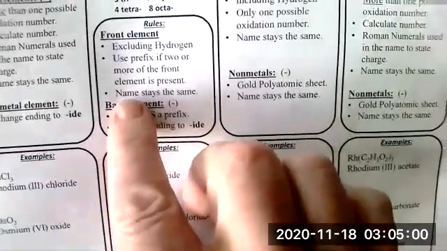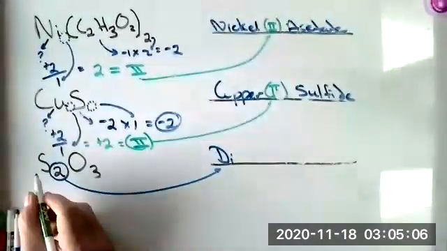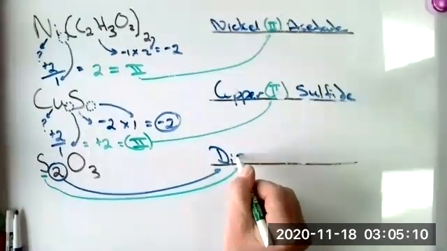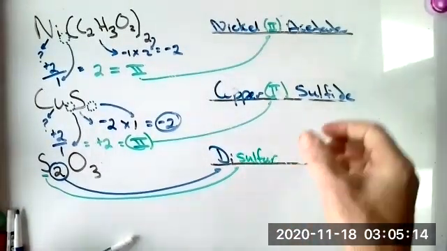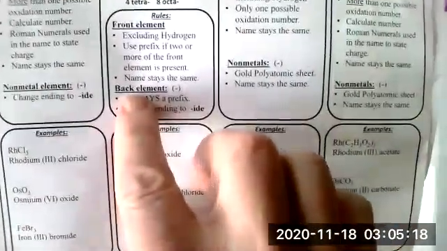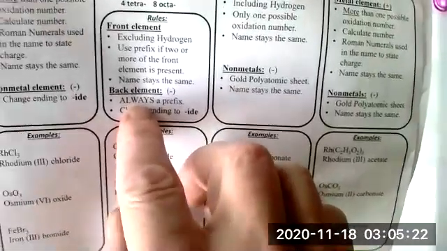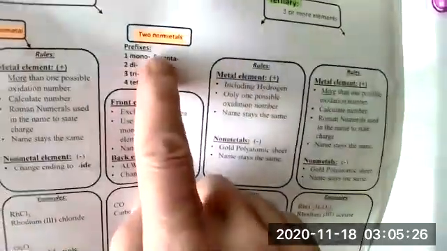What happens to the name of that guy in front? Whew, thank goodness it stays the same. What is the name for the symbol S? Oh yeah, sulfur. You don't have to change it. Done with that. What's going on here? The back element. Ooh, students love to see that. They love to see the word always because it's consistent. It's easy. Always one of these.